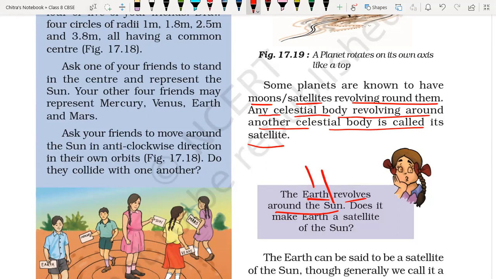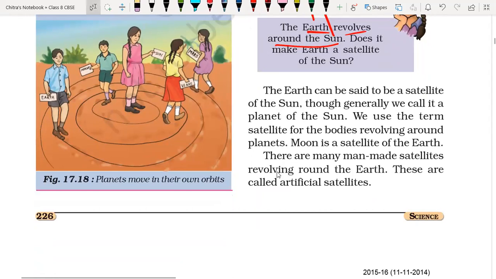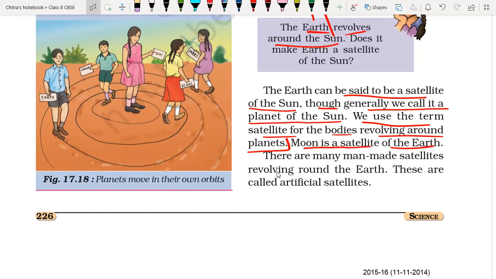Does it make the earth a satellite of the sun? No, because the sun is a star and any object which revolves around a star is called a planet. Though earth can loosely be said to be a satellite of the sun, generally we call it the planet of the sun. We use the term satellite for the bodies which revolve around a planet. The moon is a satellite of the earth, very important.